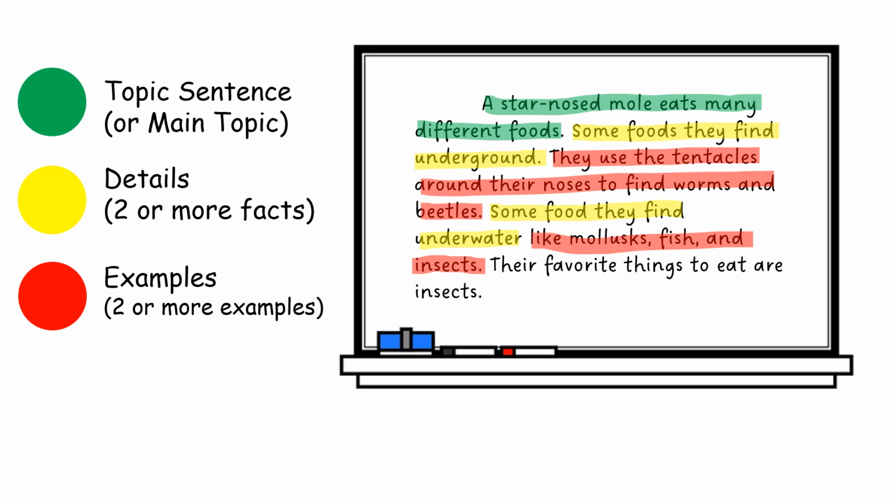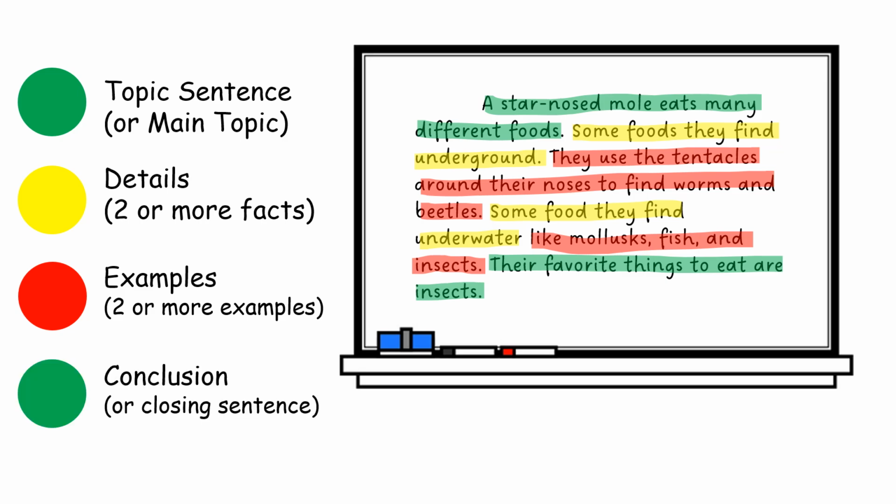Then, of course, we talked about how you wouldn't eat a cheeseburger without the bottom part of the bun, and you wouldn't write a paragraph without a closing sentence. The closing sentence keeps your paragraph from falling apart, from being messy, from dragging into the next paragraph. So we close it up with a sentence. Their favorite things to eat are insects. Now, I'm not really saying much. I'm not saying anything really new. All I'm doing is closing up my paragraph, and you can do that by either restating your topic sentence in a different way or adding a small extra fact.